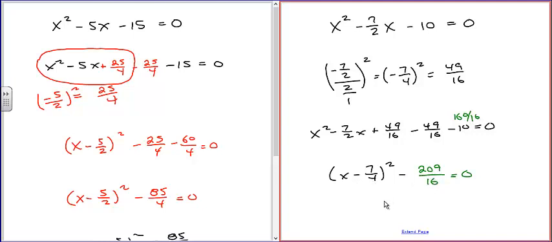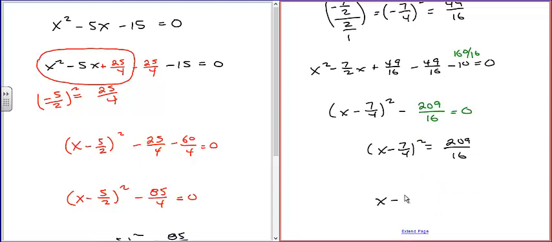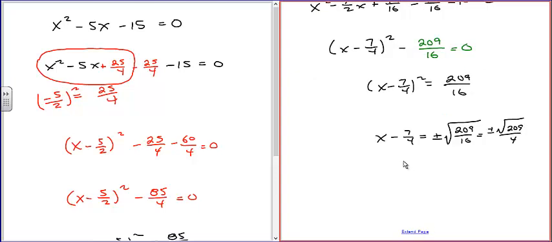So again, as far as we need to know for this chapter, x minus 7/4 squared equals that, and then if you wanted to solve for x, you take the square root, so you get plus or minus the square root of 209/16, which would be plus or minus the square root of 209 divided by 4, and then you'd add 7/4, so you get 7/4 plus or minus the square root of 209 over 4 as the answer. Okay, we're not getting any more complicated than that.